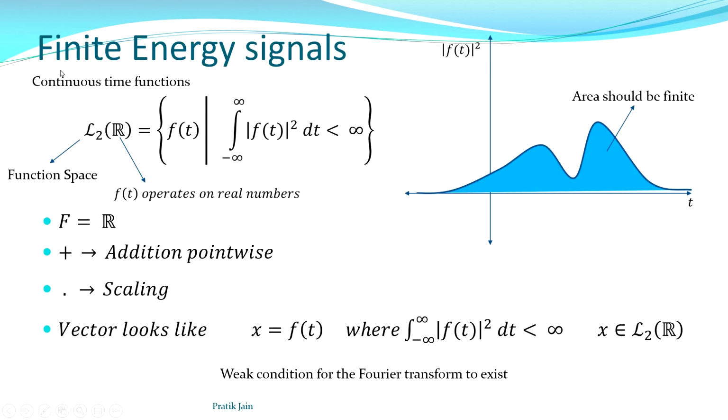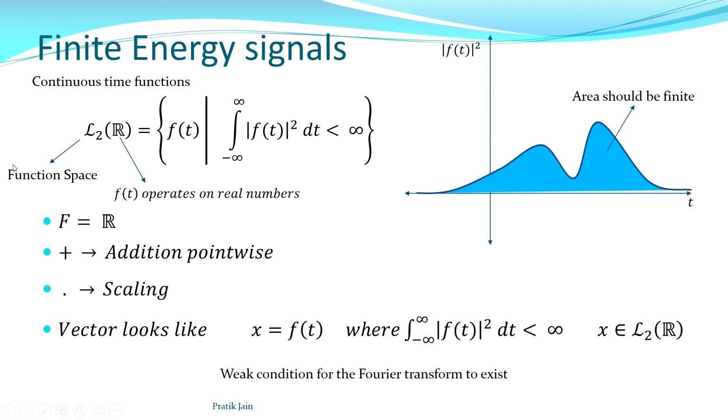Okay, next. So next, going into a little of signal processing. So finite energy signals. So finite energy signals are defined like this. They have the notation like this. So they are called L2 of R. So over here everything is having a meaning.